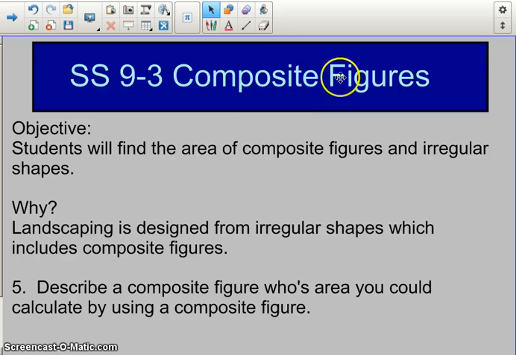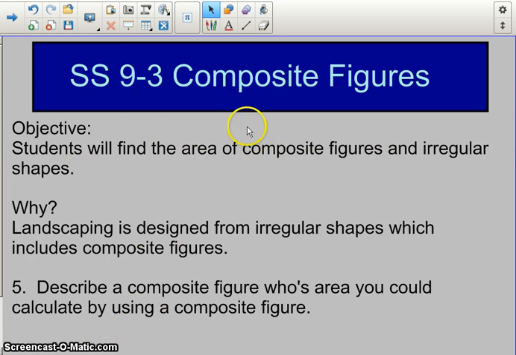All a composite figure is, is a figure made up of different simple shapes such as triangles, trapezoids, circles, parallelograms, and so on and so forth, all the figures that we've been dealing with. What we're going to do today is find the area of those different composite figures.